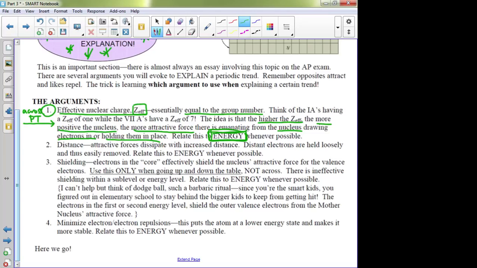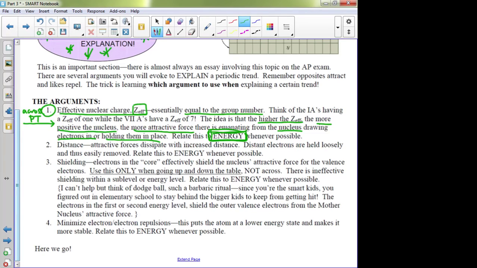It's not difficult. So do we all understand what effective nuclear charge is? Okay? As I go across the periodic table, what happens to my effective nuclear charge? It increases, which means the nucleus becomes more positive, which means the electrons become more attracted to the nucleus. You need to know those three things, so we're going to say it one more time. As I go across the periodic table, my effective nuclear charge increases, which means my nucleus becomes more positive, which means my electrons become more attracted to my nucleus.